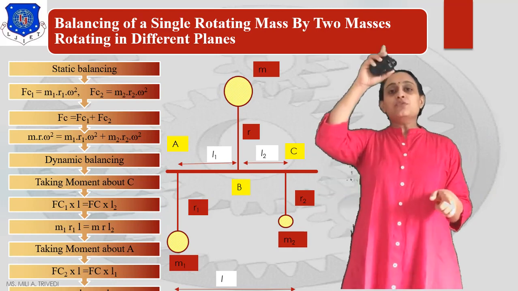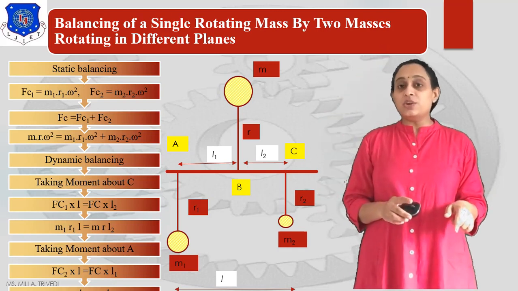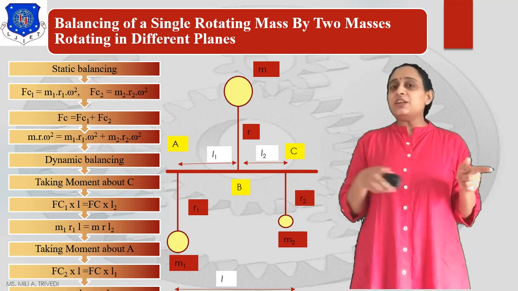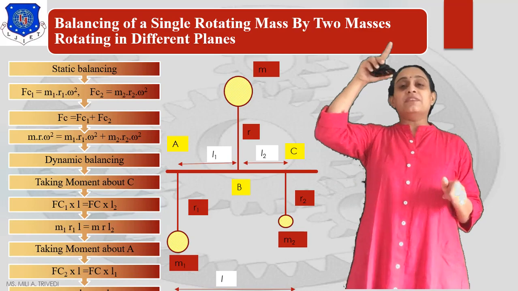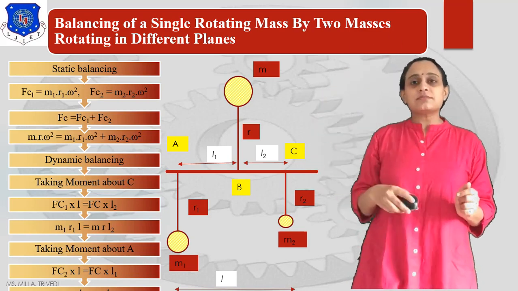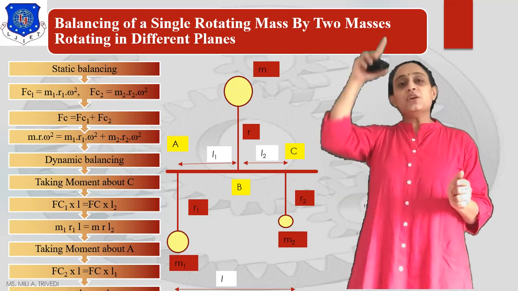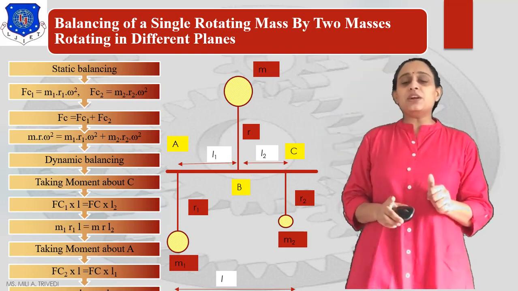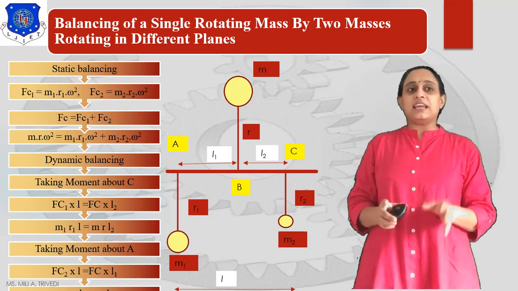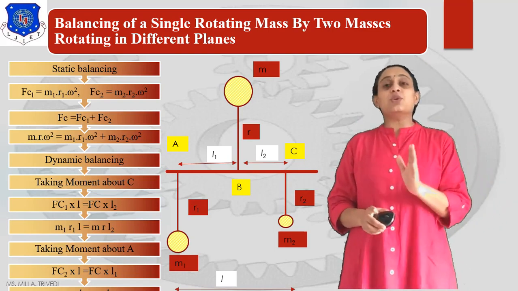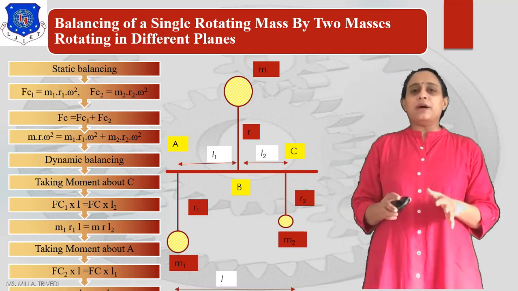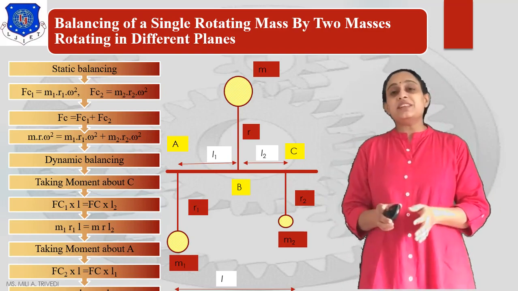Now the force Fc is only with respect to the mass m. So Fc1 into L should be equal to the force Fc into the perpendicular distance with respect to the C. It means L2. So we can say Fc1 into L is equal to Fc into L2. Now let us take the moment about A. So what should be the value?